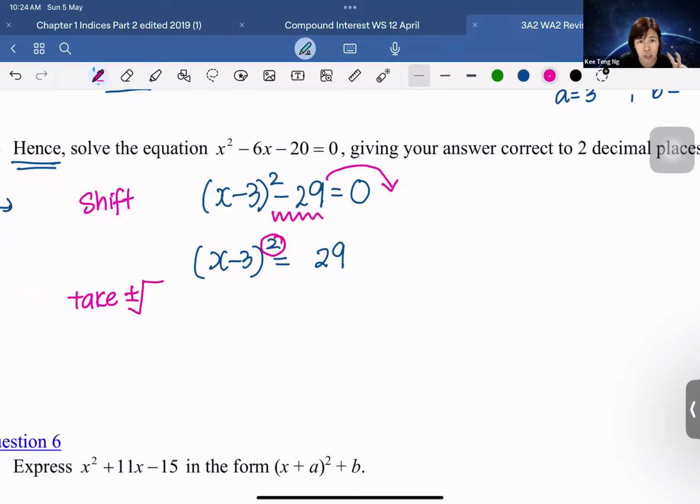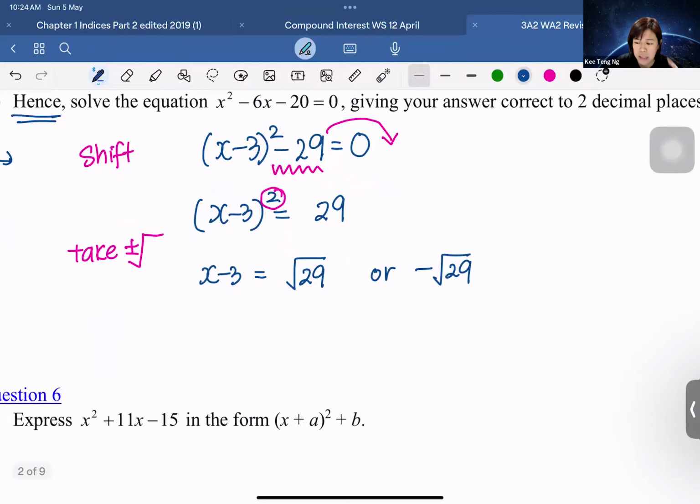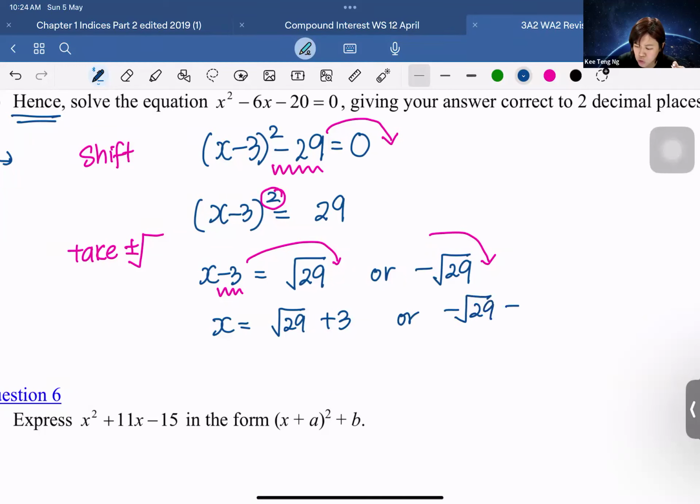Plus, when I take the square root, there are two possible answers, plus or minus square root. Then I'm just left with x minus 3 equals square root 29, the positive answer, or negative square root 29, the negative answer. Next, I want to get rid of minus 3, so I have to shift the negative 3 over. This is minus 3, so it becomes plus 3. So x equals square root 29 plus 3, or negative square root 29 plus 3.